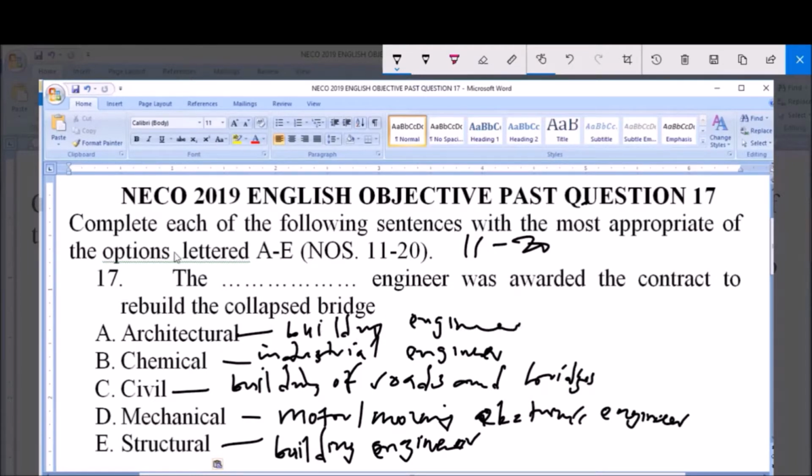So the dash engineer was awarded the contract to rebuild the collapsed bridge. By this explanation it is option C, which is civil engineer. So we can say the civil engineer was awarded the contract to rebuild the collapsed bridge. So option C is correct.